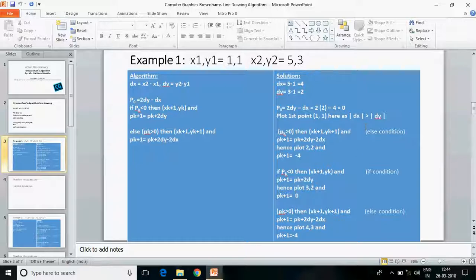So you have seen here first time else condition, because pk greater than or equal to 0. This is what we will consider. And the second condition is pk less than 0, because it is minus 4. If condition. Again we are at decision parameter 0.